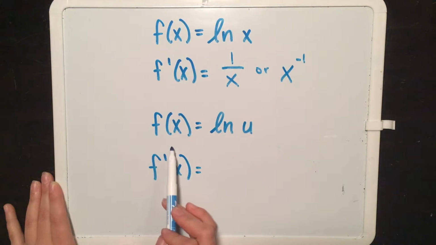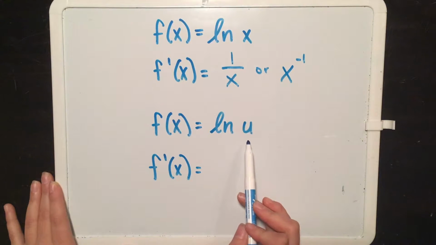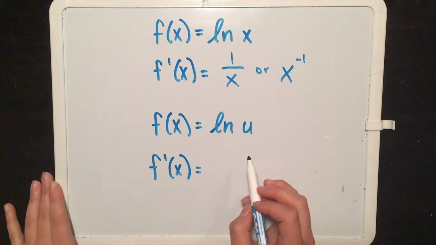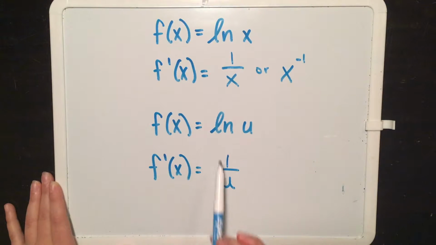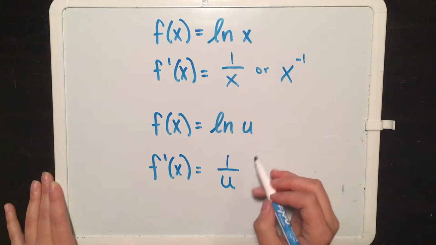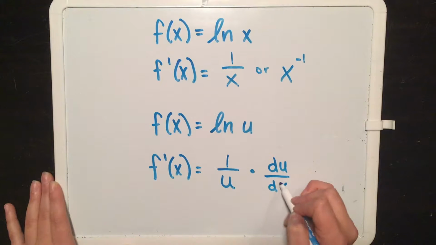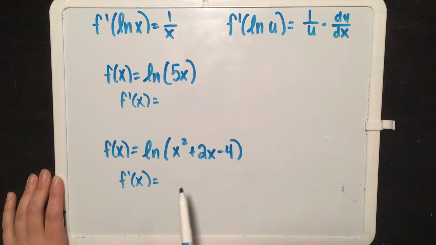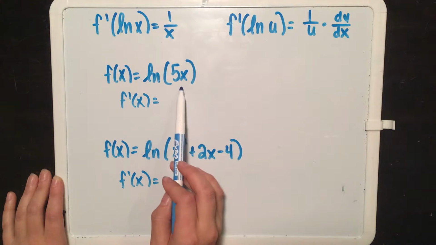If our function is natural log of u, where u is some additional function of x, when we take the derivative of this function, we get 1 over u, similar to 1 over x, but we have to multiply this quantity by the derivative of u with respect to x. I wrote the derivative formulas at the top of the screen so that we could use them for reference in the next few examples. First example, f of x equals natural log of 5x.